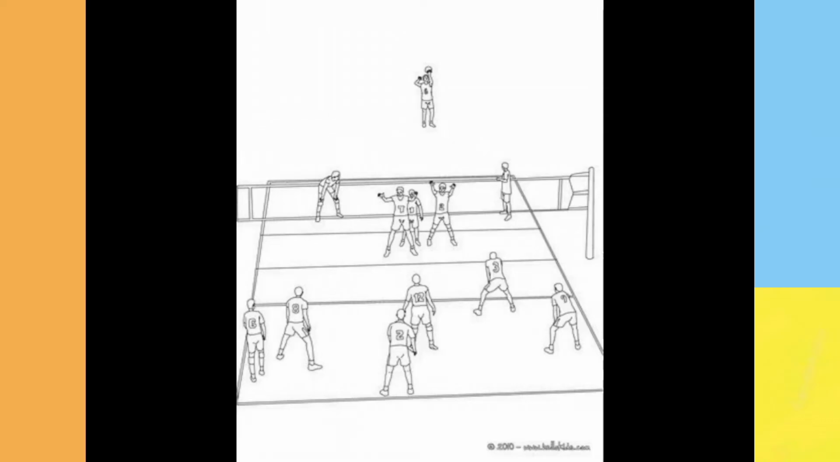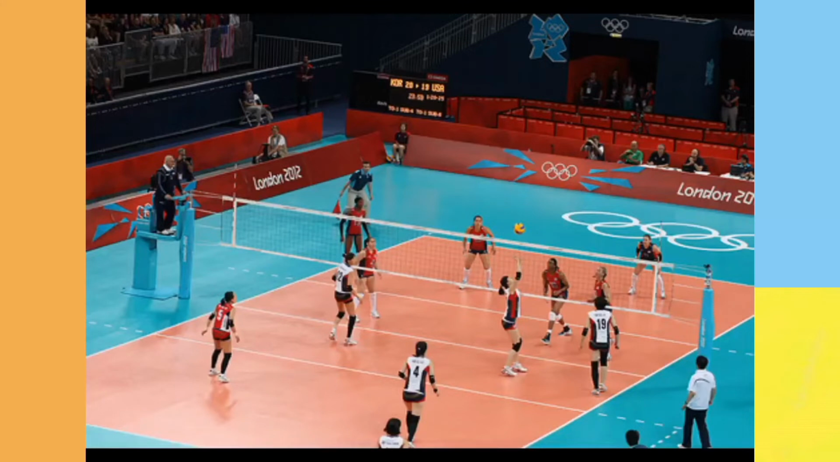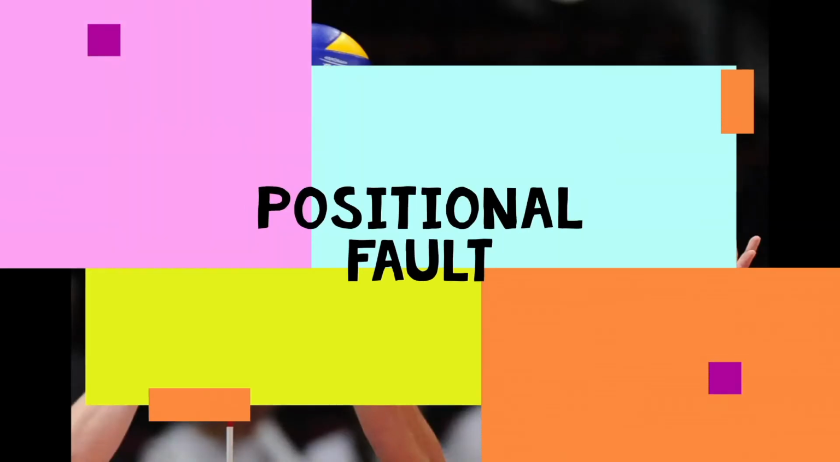If a player is not in the correct position at the time of the serve, this is considered a position fault and the team committing the fault is sanctioned with a point. B. Each right side player must have at least a part of his/her foot closer to the right sideline than the feet of the center player of his row. Positional fault.